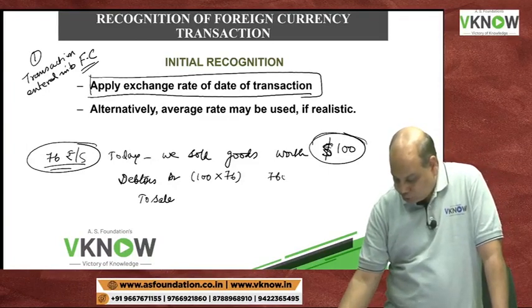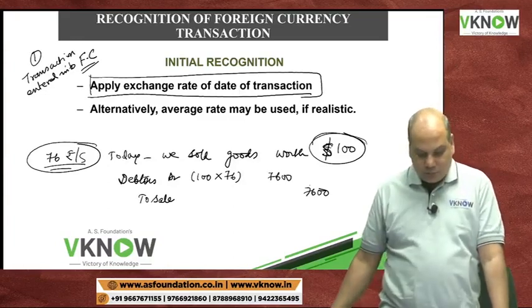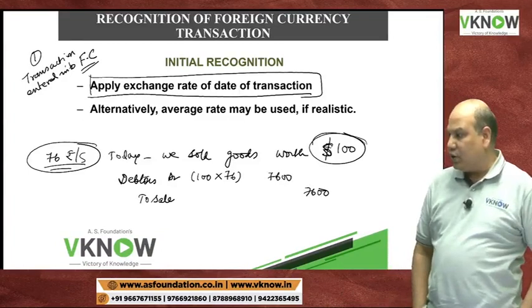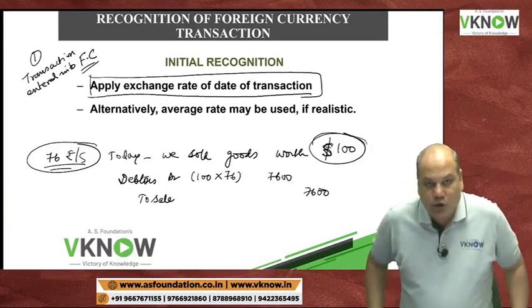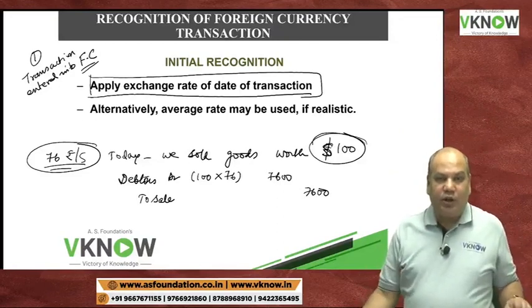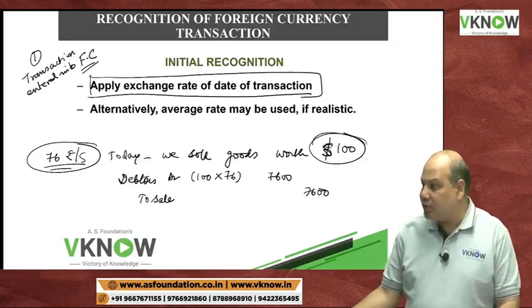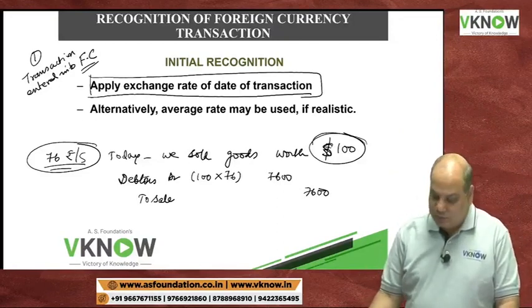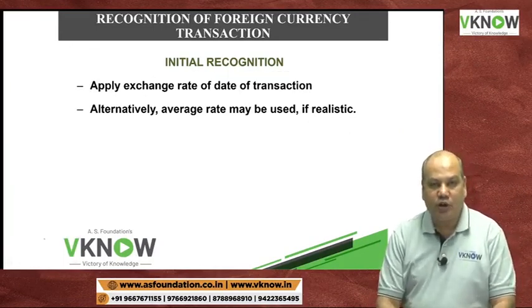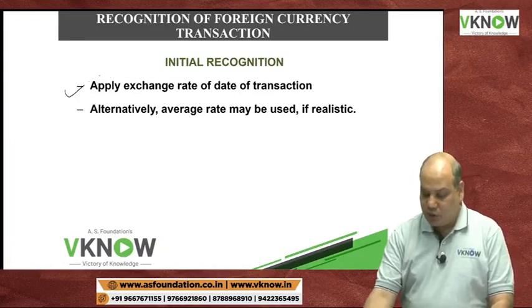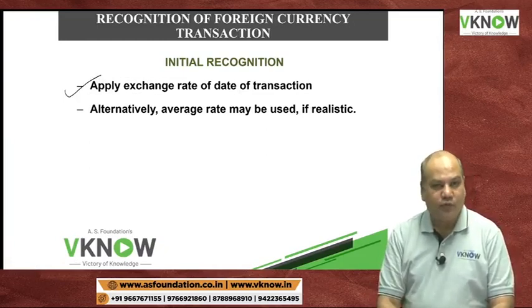So I am going to debit today 7600 rupees. That is the meaning of this first line, that if any transaction takes place in foreign currency, first you apply the exchange rate on the date of transaction.